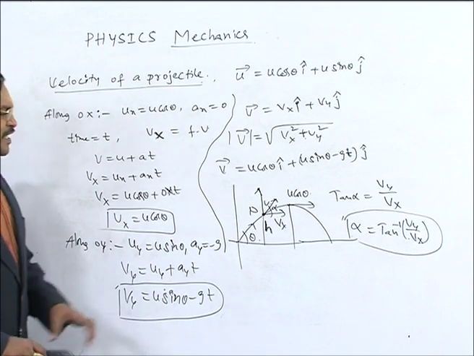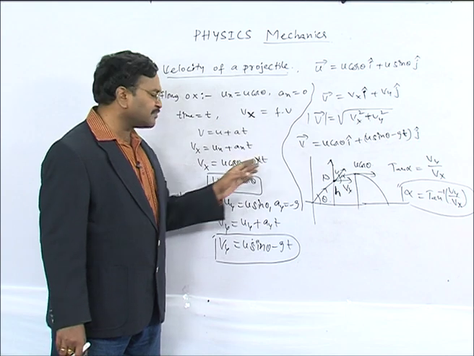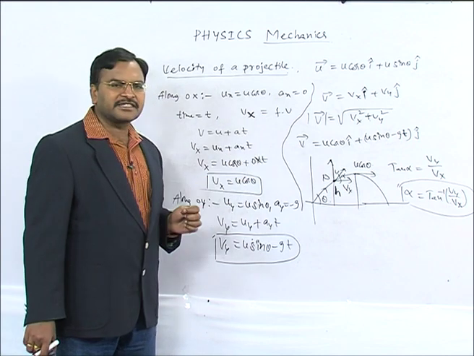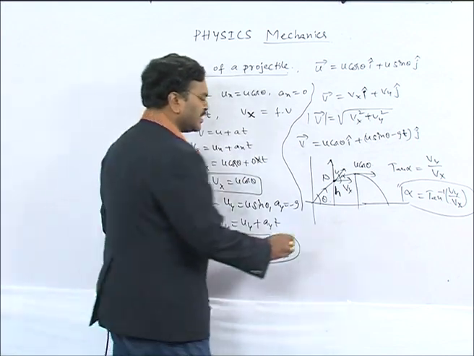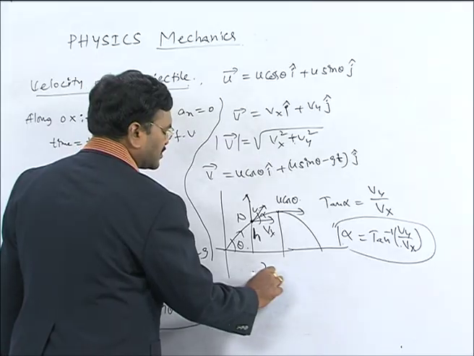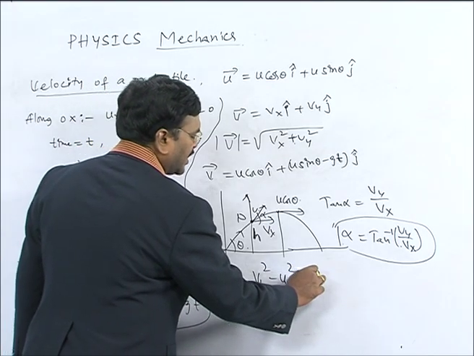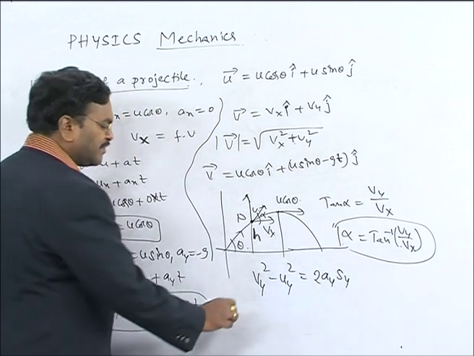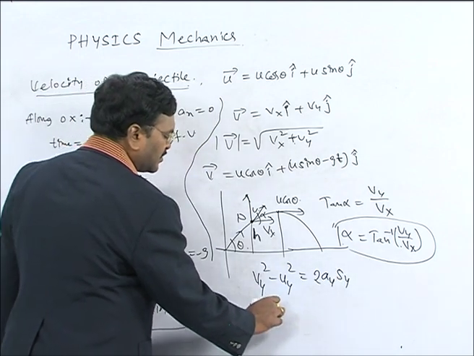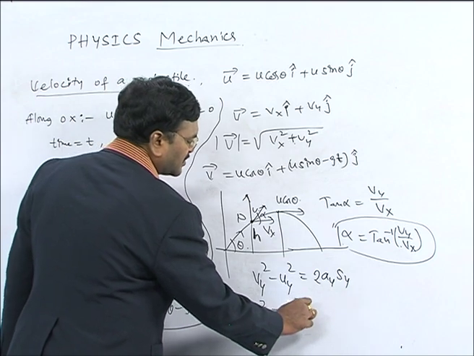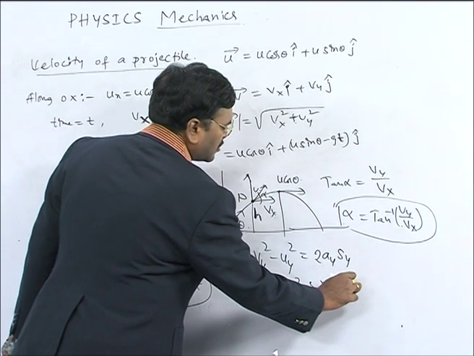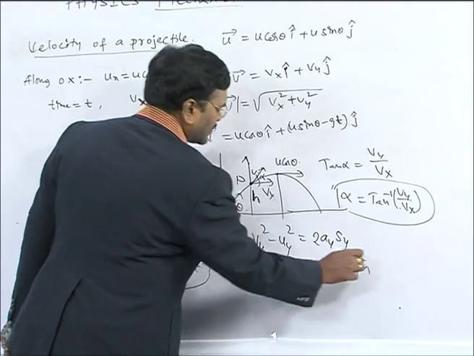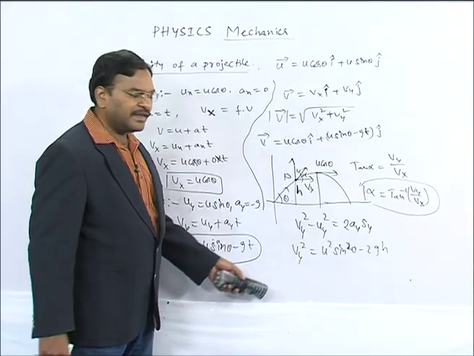In the horizontal direction velocity is constant, but in the vertical direction, Vy square minus Uy square is equal to 2 Ay into Sy. So Vy square becomes Uy square, that is, u square sin square theta minus 2gh. So this is the velocity Vy.